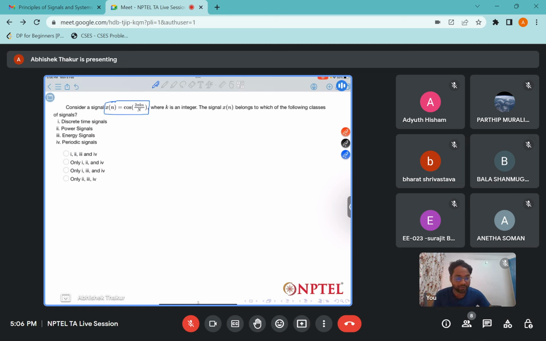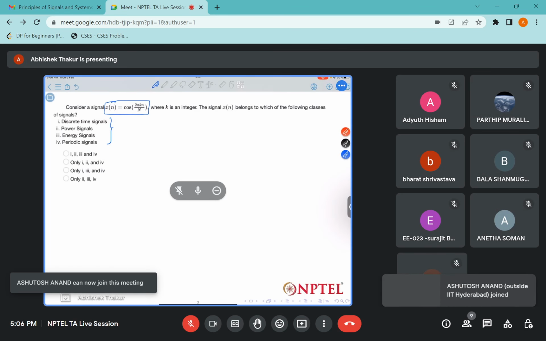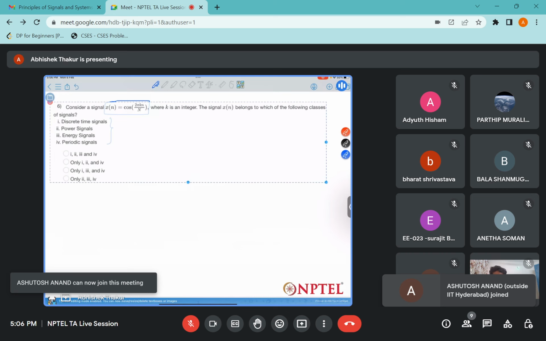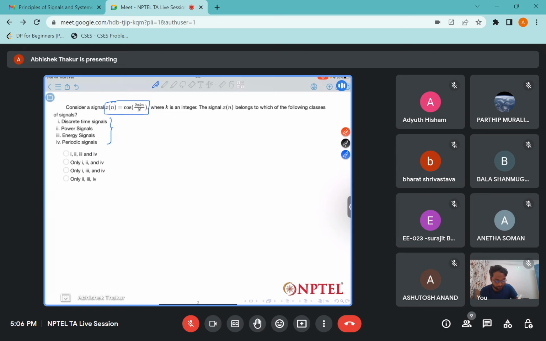There are 4 options given. If you get the answer, you can write it in the chat box. As you can see, k is an integer, so this signal is not a continuous signal. This signal is just a sequence, a series of numbers: for different k, you get cos(2 pi n / N), and the next one is cos(2 pi 2n / N), which equals cos(4 pi n / N). So this is a discrete signal. So option 1 is correct.